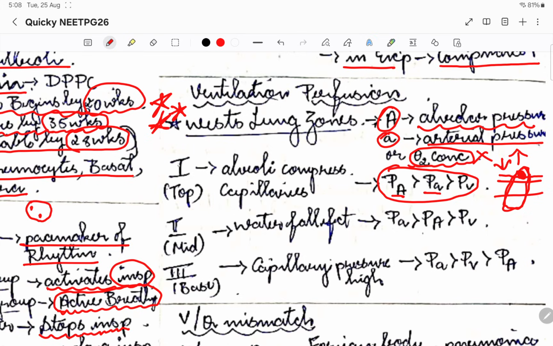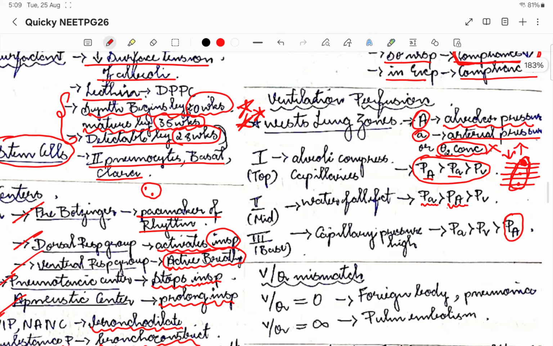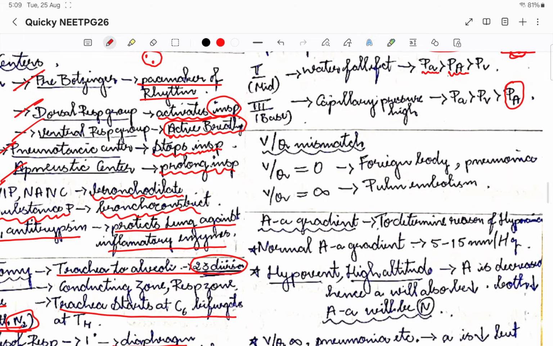Then coming to the mid zone, here it is arterial pressure more than the alveolar pressure. Then coming to the third zone, it is going to be arterial pressure more than the venous pressure, more than the alveolar pressure. So here at the base, the alveolar pressure is quite less as compared to the arterial pressure. So from top till the base, these are the West zones of the lungs. Please remember this.